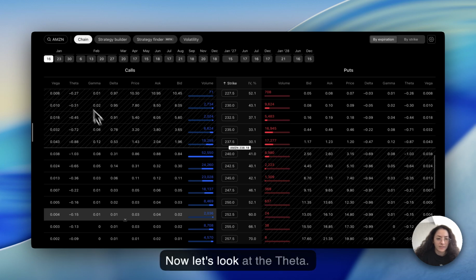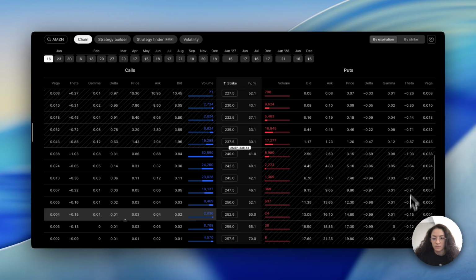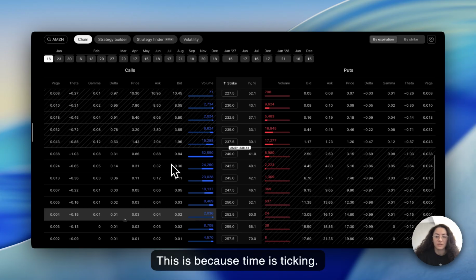Now let's look at the theta. The theta is the time decay. So every day that passes, our option loses value, even if the price doesn't move. You can see that theta are all negative numbers on both calls and puts. This is because time's ticking. You know, that's also life. Time is always ticking, so the option value is bleeding as time passes. That's really important to consider, especially if we are simply buying options.